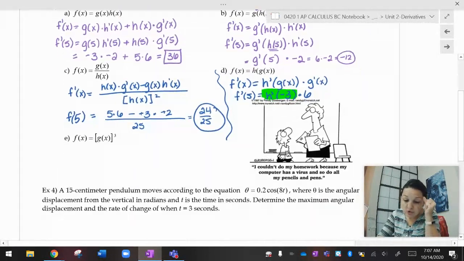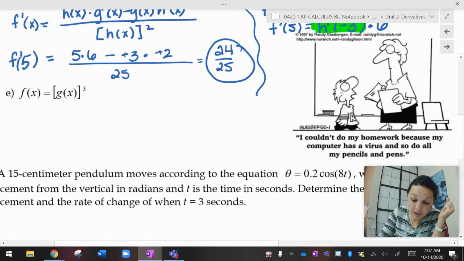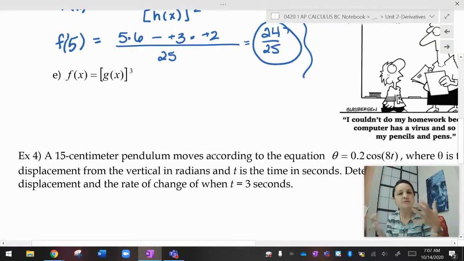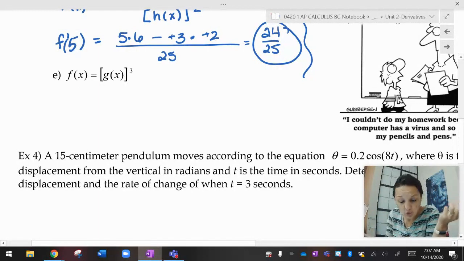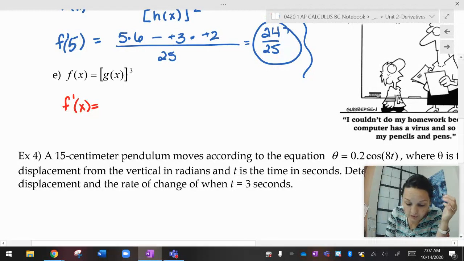All right, now I told you to do C and D. I did not tell you to do E, and maybe you did, and that's great, because I'm going to go over this one too. But this is another chain rule without being a composite of g and h. It's really a composite function involving g. So if I have g of x cubed, when I go to take the derivative, I'm going to do the power rule as part of the chain rule. So derivative of the outside, keep the inside, times the derivative of the inside.